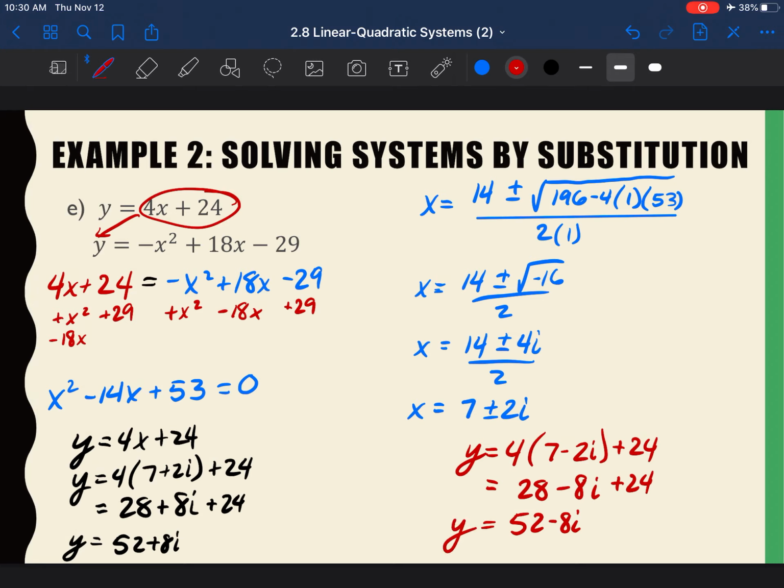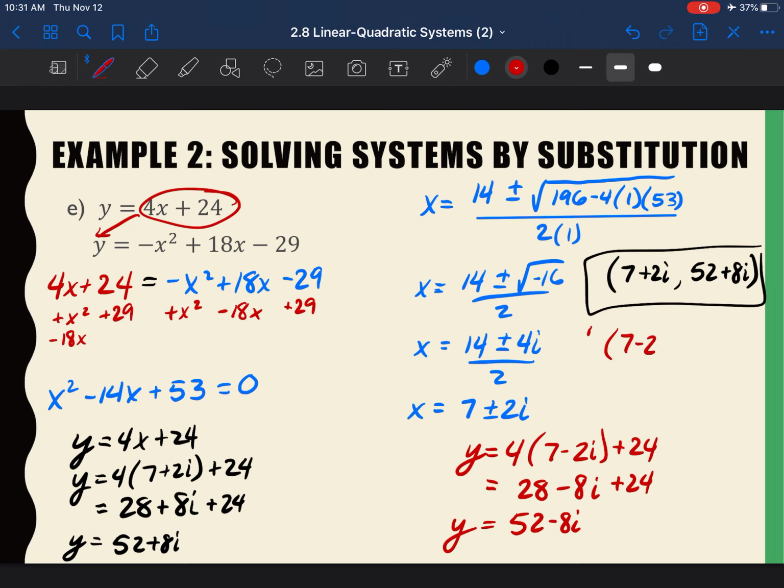So if I wrote these out, one of them would be 7 plus 2i and then 52 plus 8i. There's one solution. The other solution would be 7 minus 2i, 52 minus 8i. Now, you would not be able to just write plus minus, like write this as one set of parentheses with a plus minus for both of them, because then it's not clear which one's combined with which one, if that makes sense. Okay.